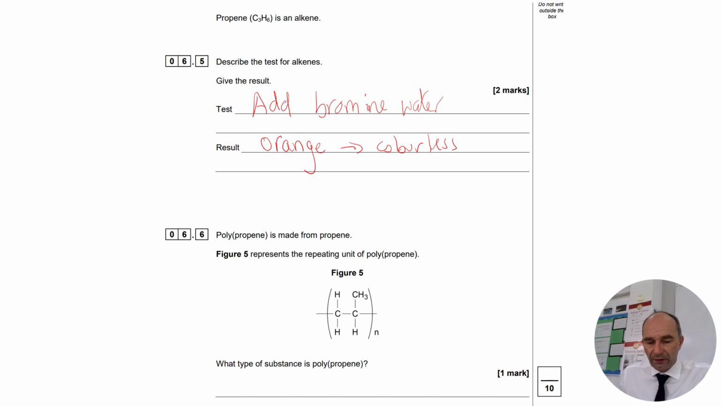And then question 6.6, polypropene is made from propene. Figure 5 represents a repeating unit. What type of substance is polypropene? Well, there's a clue there with the poly. It's a polymer. So that's the best answer. Now, they would actually accept it's a plastic, because polypropene is a type of plastic. They would even allow hydrocarbon, because it's only made out of carbon and hydrogen as well. But like I said, the best answer is it's a polymer. That question's out of 10, so well done if you got 10 out of 10.